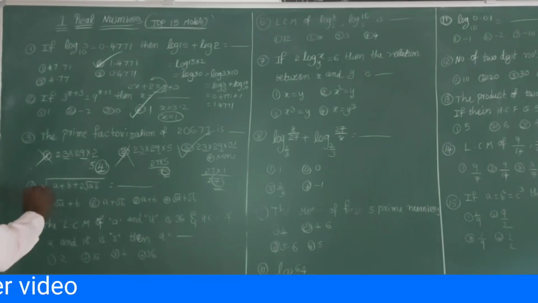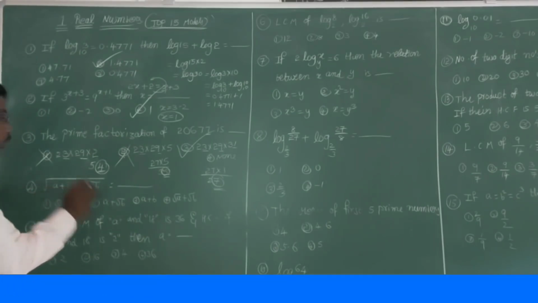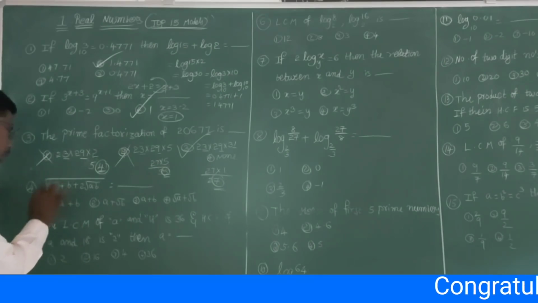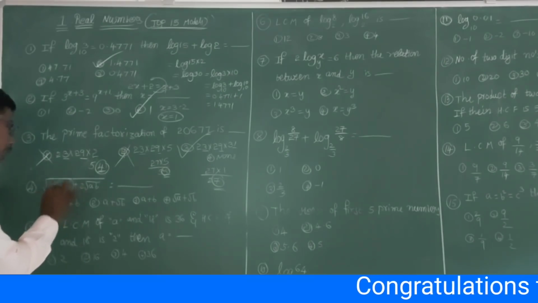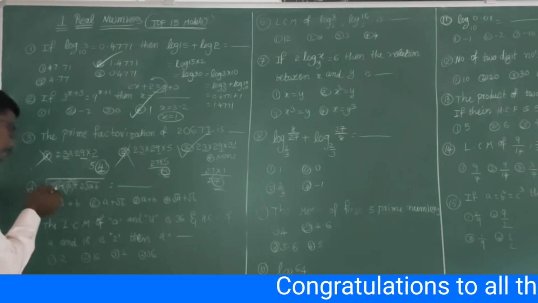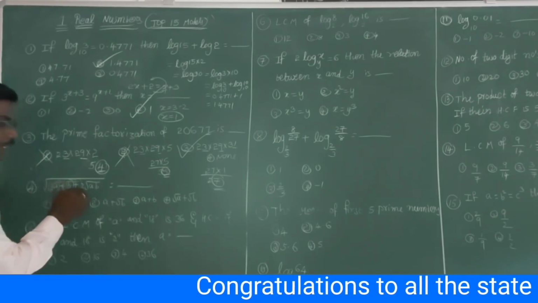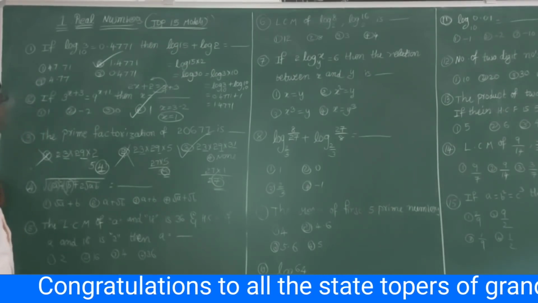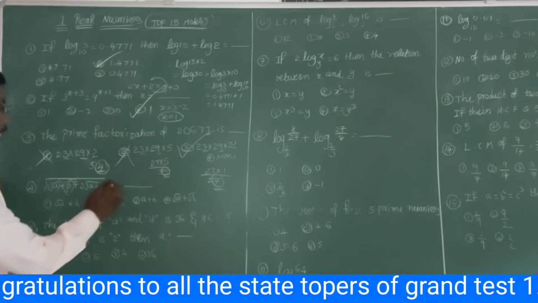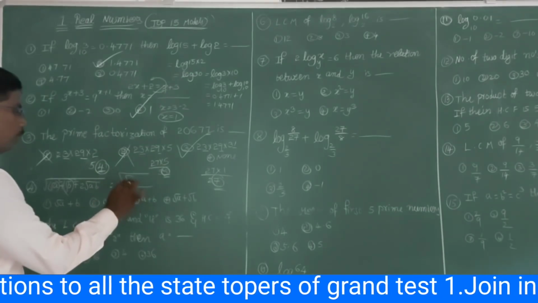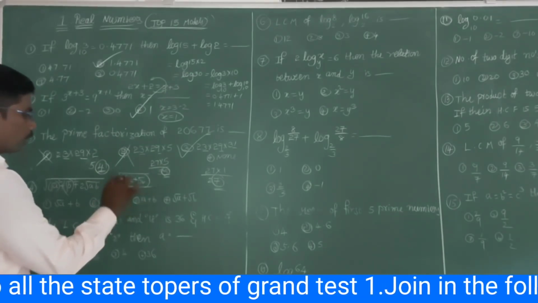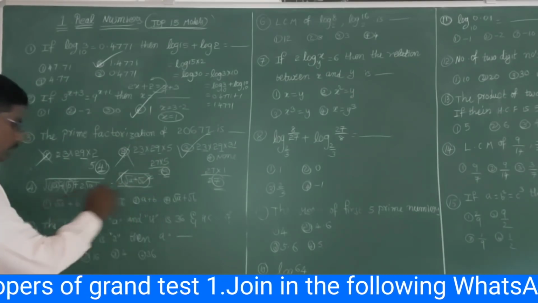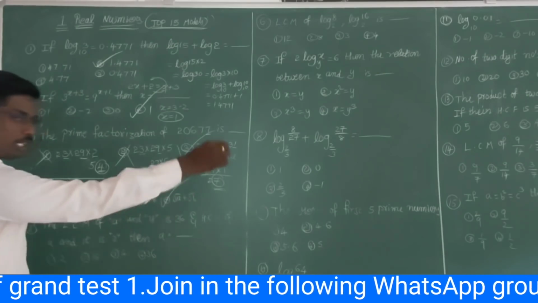Next, root over a plus b plus 2 into root ab they are asking. Now you can write this as root a whole square plus root b whole square plus 2ab, that means a square plus b square plus 2ab. So a square plus b square plus 2ab is nothing but a plus b whole square. So this can be written as root over root a plus root b whole square. So square and root will get cancelled. So the answer is root a plus root b, which among the 4 options is the fourth option.